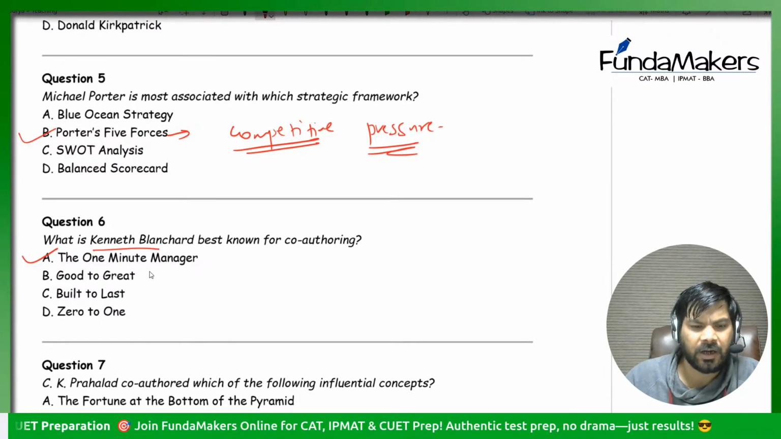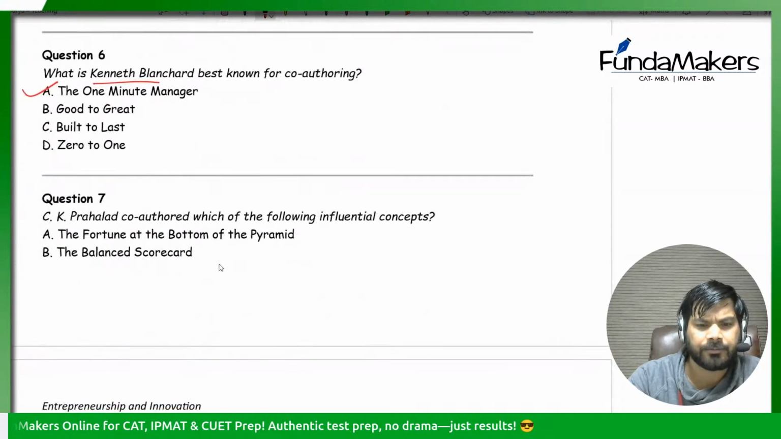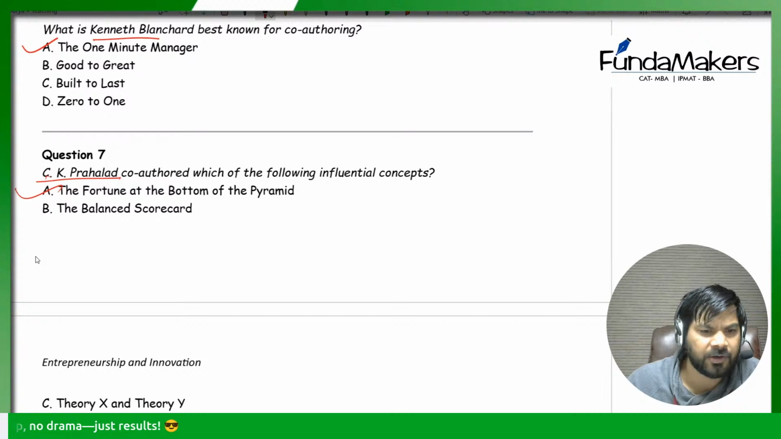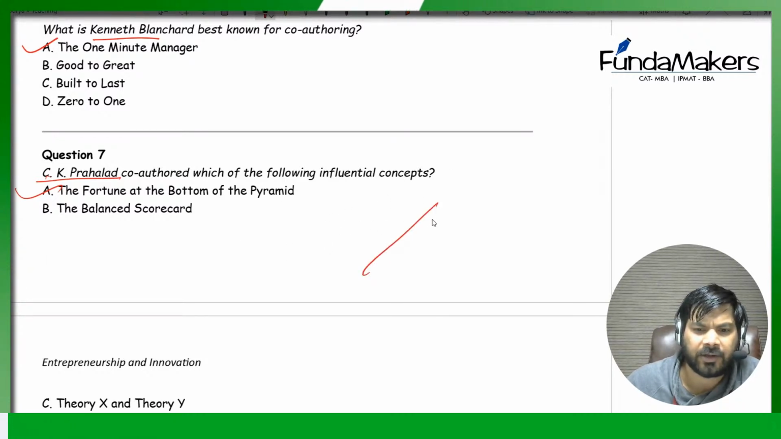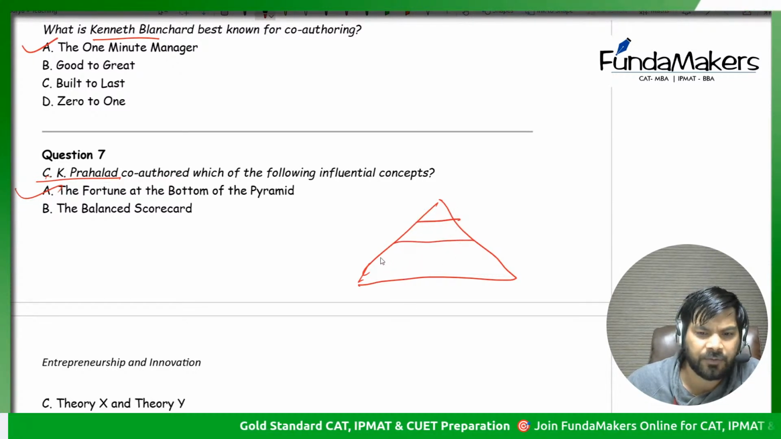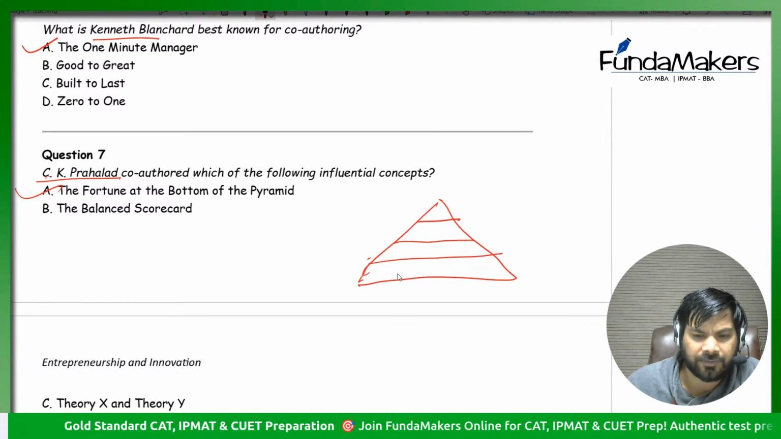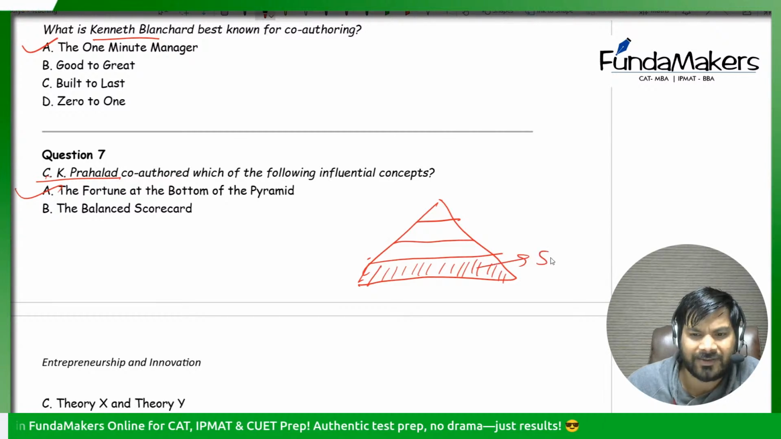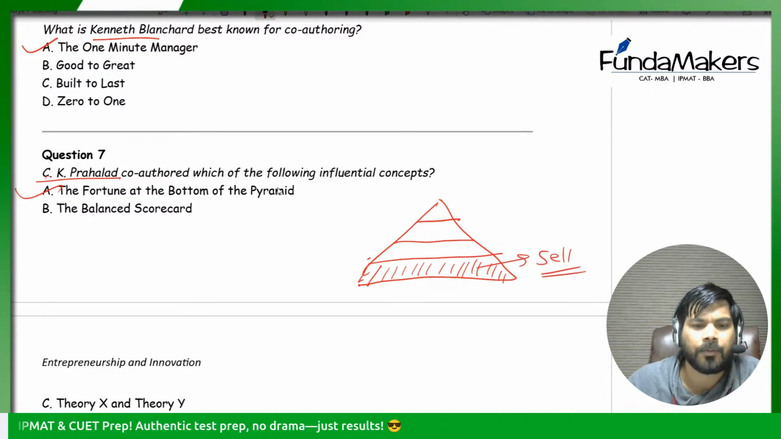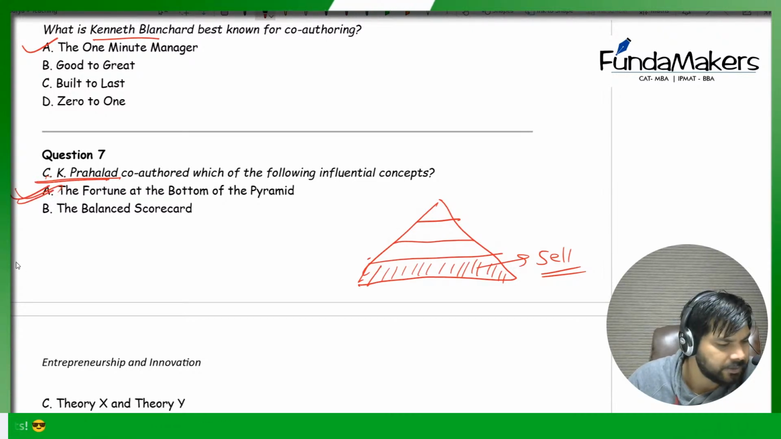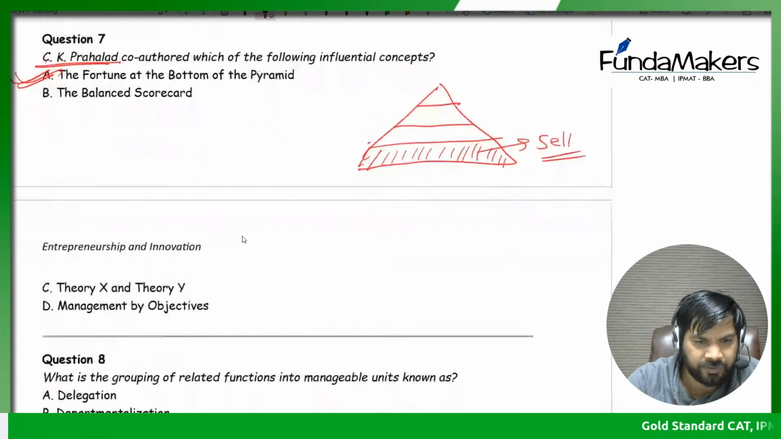Next, Fortune at the Bottom of the Pyramid was given by whom? C.K. Prahalad. Fortune at the Bottom of the Pyramid. Basically, what this concept says is that you have ultra rich people, then high net worth individuals, then the middle class, and then the poor class. So basically, money lies in the poor class. If you make a product for the poor classes, it will sell fantastically well. So, fortune lies at the bottom of the pyramid. This concept was given by C.K. Prahalad. This could be a great question in the examination, and a common question as well.